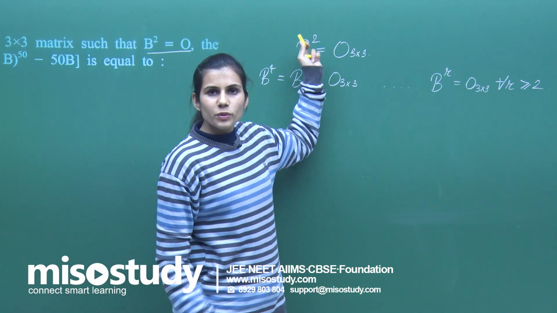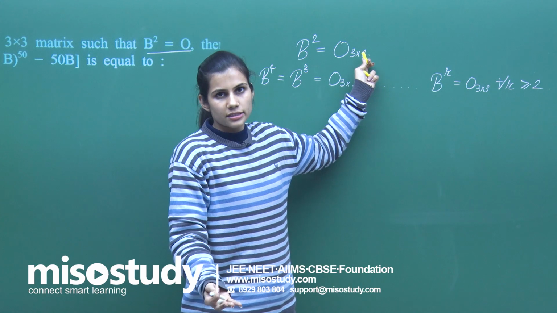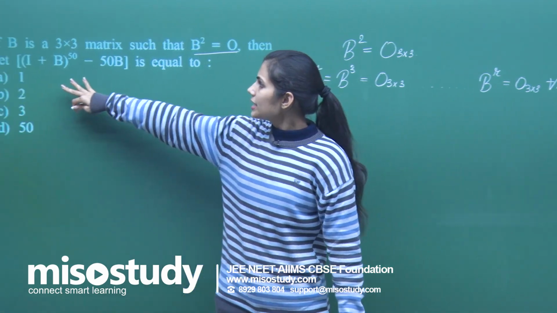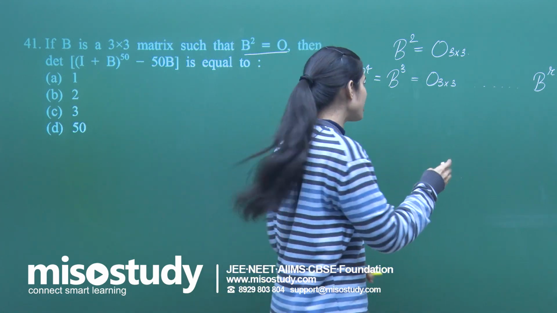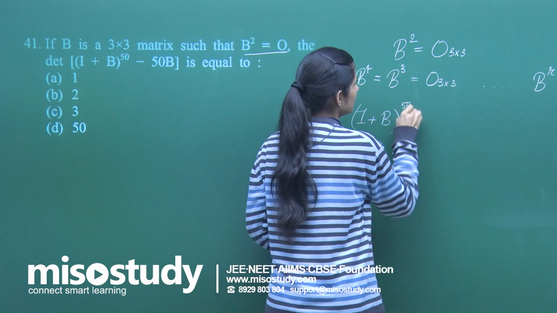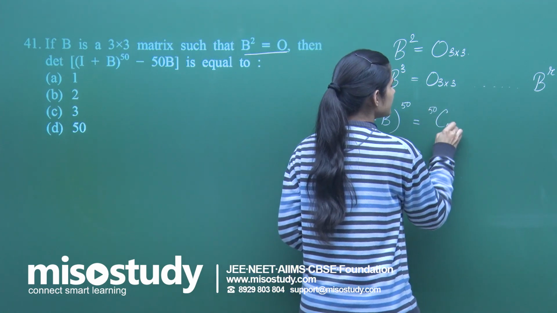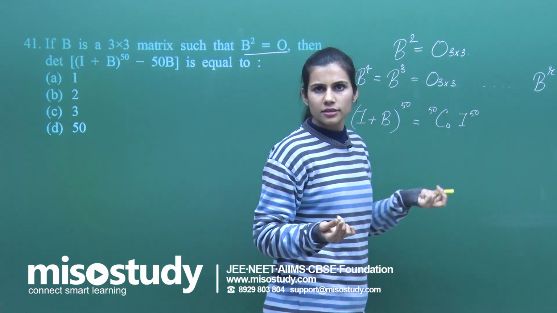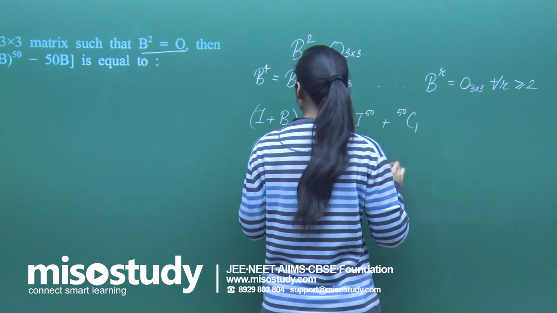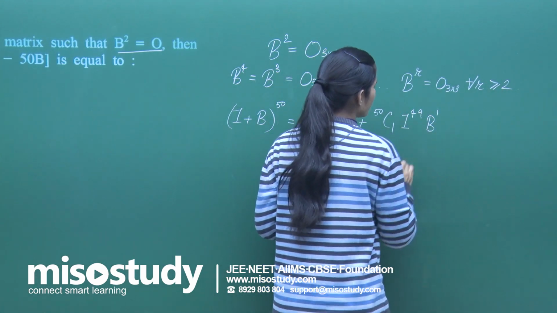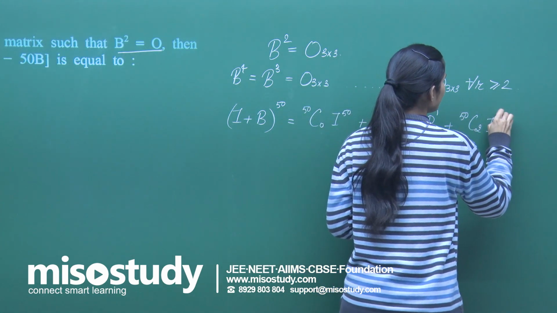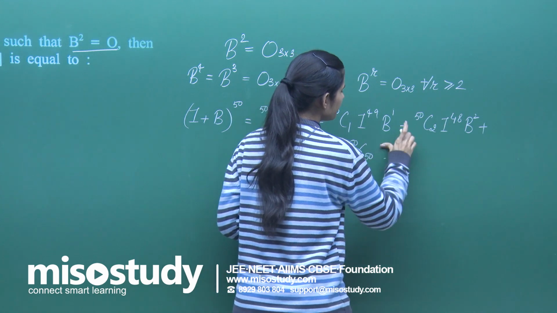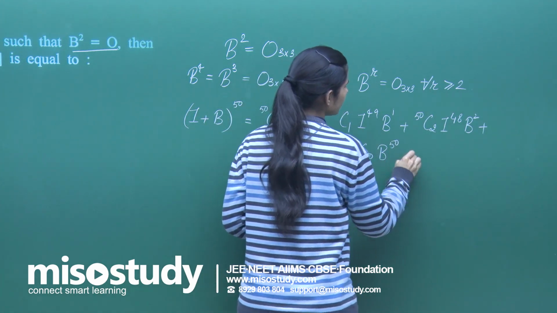If 2 is the first power for which B raised to some power is null, then any power beyond it, when B is raised to any power beyond that power, that is also null. Is it clear? Now it is asking us to compute the determinant of this matrix. If I talk about I plus B whole to the power 50, just open it up by using your binomial theorem. It is 50C0, I to the power 50 minus 0, B to the power 0, which is nothing, identity only, plus 50C1, I to the power 50 minus 1, B to the power 1, plus 50C2, I to the power 50 minus 2, B to the power 2, plus and so on, 50C50, I to the power 50 minus 50, which is I to the power 0, which we are not writing, B to the power 50.